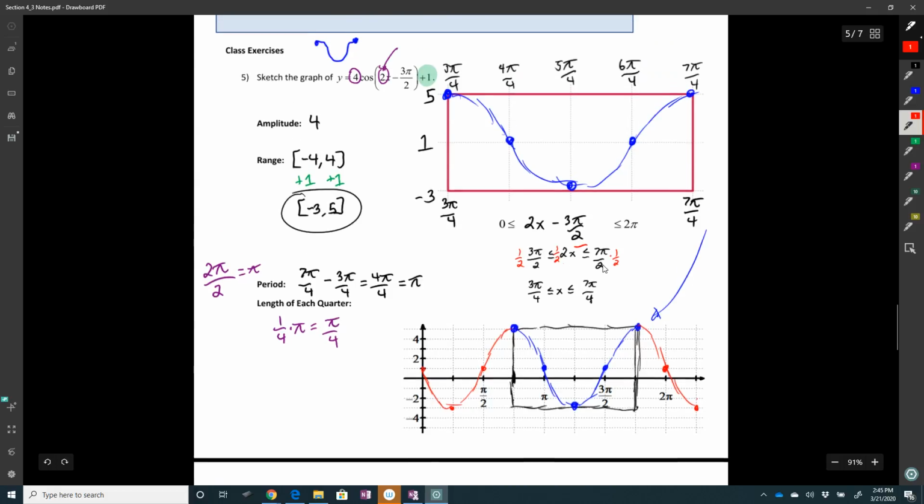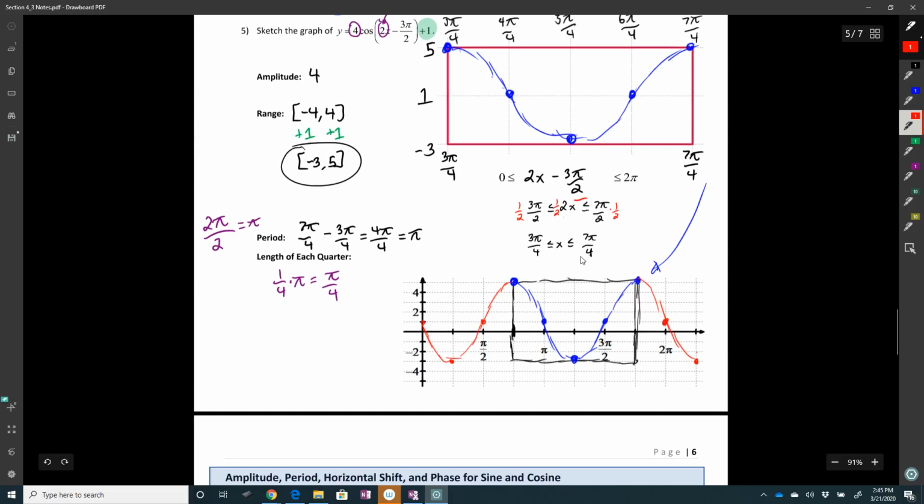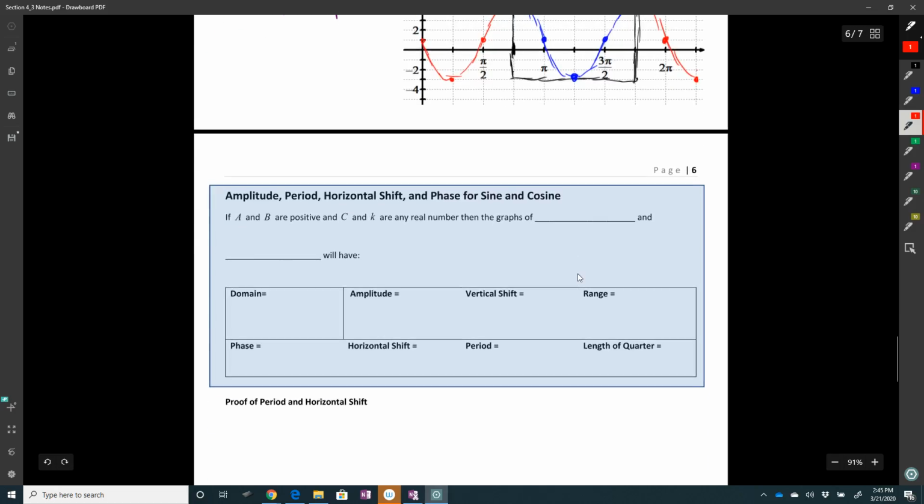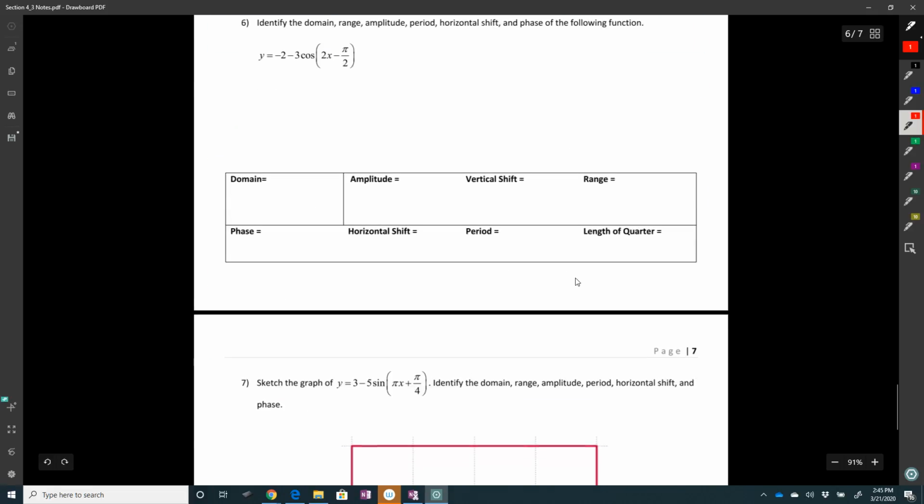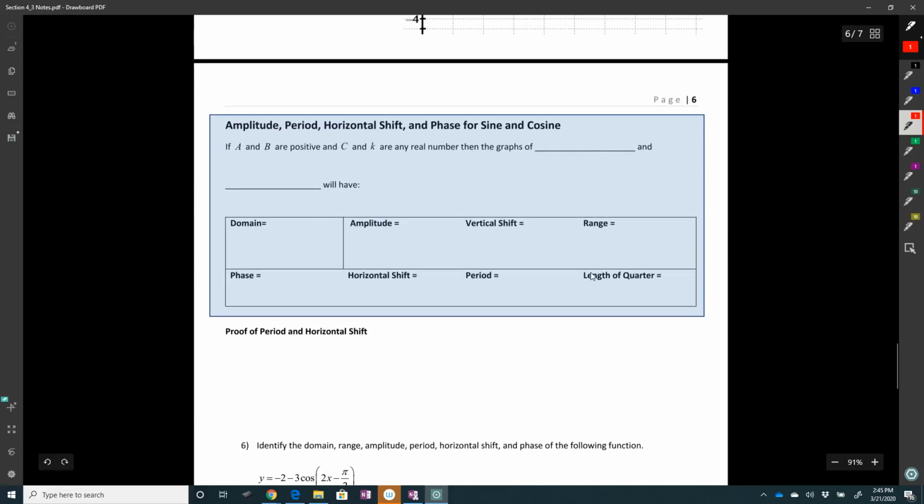Anyway, I know this is a lot, especially combining all these ideas in one problem. But anyway, we're almost done. So page 6.